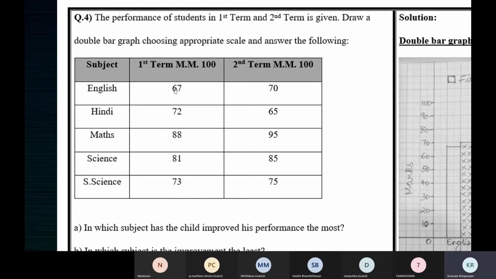Look at the numbers 67, 70, 72. So that is English, first term exam out of 100. That is probably maximum marks 100. Maximum marks 100 is not going to affect the graph. Here also maximum marks 100. 67 out of 100, 72 out of 100. This is the marks scored in the first term. This is second term.